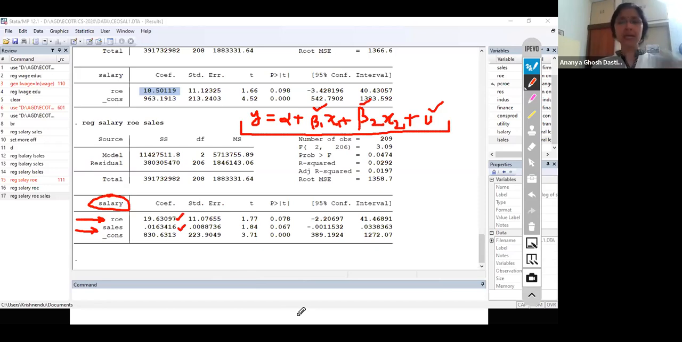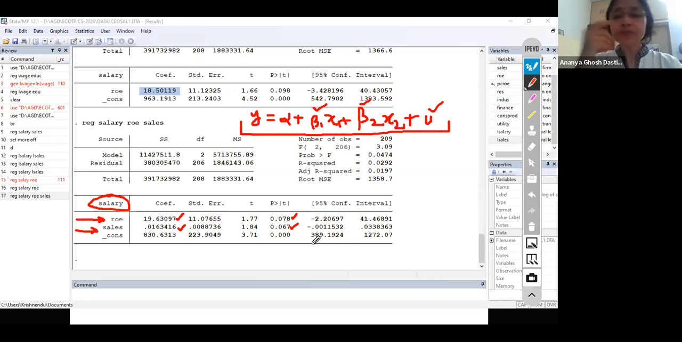Now, it's good to note that both of the variables are statistically significant. How do I know that? I know that by looking at the p-values. Now, what is the thumb rule in case of p-values? If the p-values are very small, then we reject the null hypothesis that beta 1 is equal to 0 and beta 2 is equal to 0. Separately, we reject these two null hypotheses.